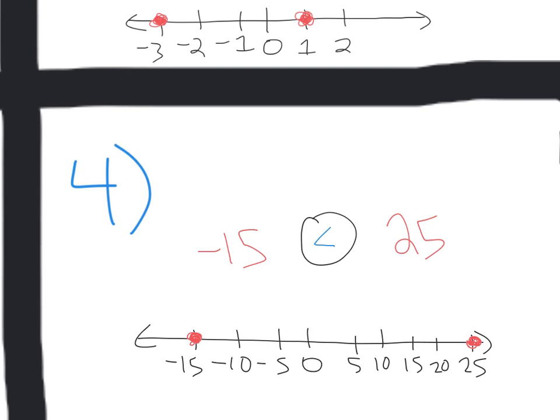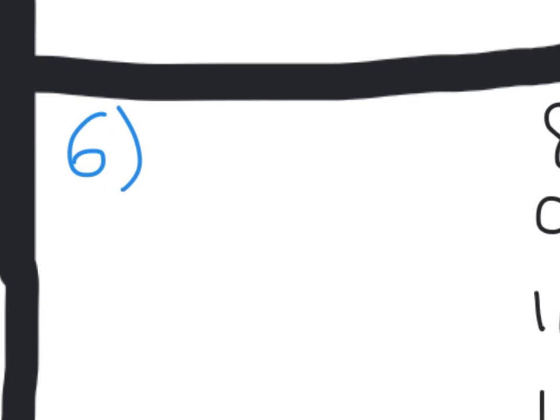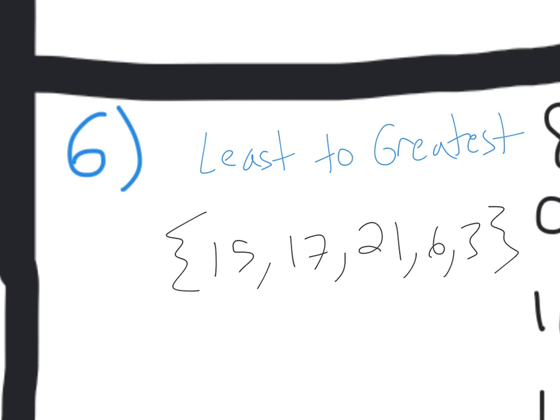Alright, next problem. Let's look at number 6. We are given a set of integers and we're asked to order them from least to greatest. And here is the set of numbers: 15, 17, 21, 6, and 3. Okay, this is an easy one. But that's alright, we'll finish it anyways.